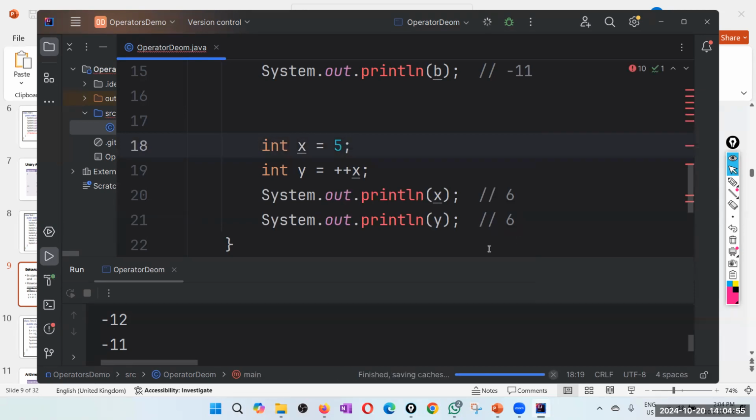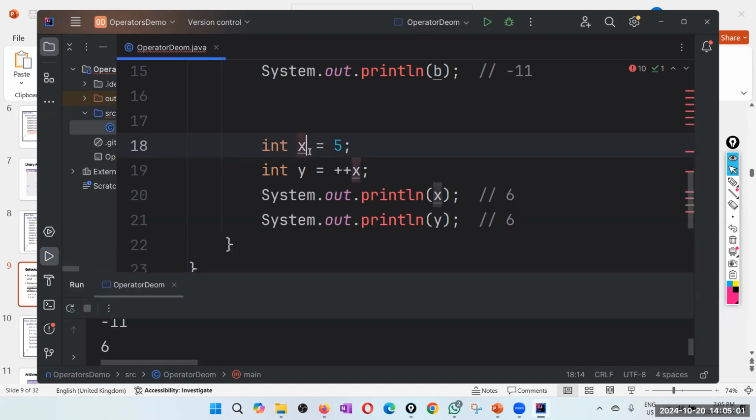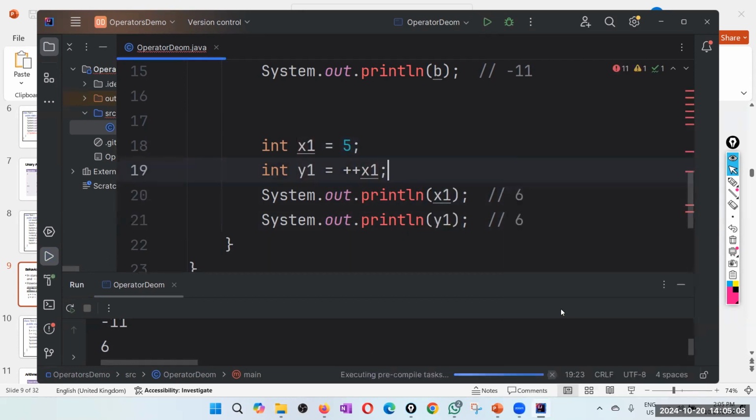I hope that is something you can understand. Okay. Right. I will call this x1, y1, x1, and I print x1 and y1. Obviously, the output is the same. I just renamed the variables.